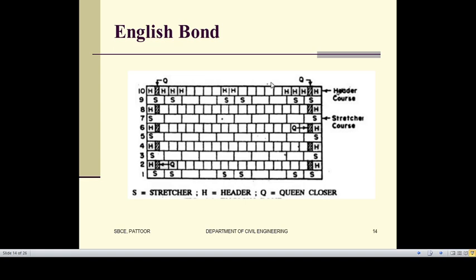So this is the elevation of an English bond. The first course consists of stretchers. All the bricks are laid with stretcher facing the wall. This is the first course.